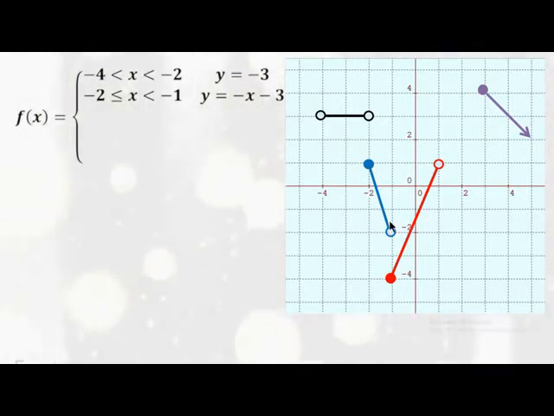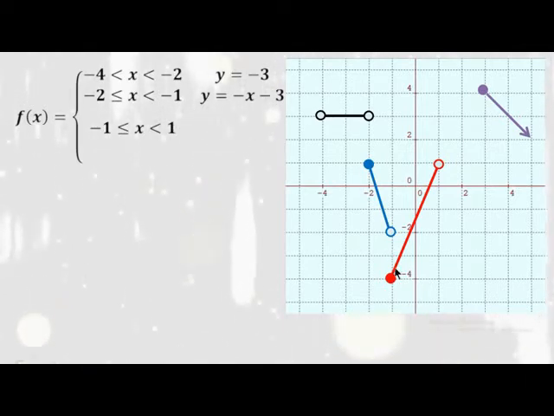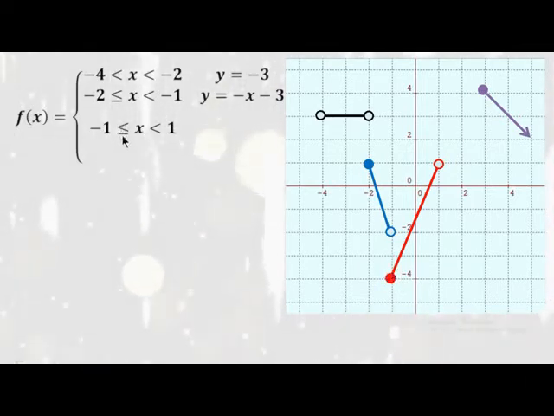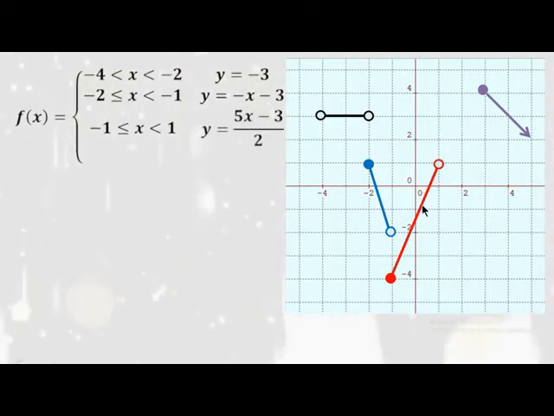How about this line? The domain of this line starts from -1 until 1. But remember, one of the edges is a filled dot and the other is empty. So the domain is x greater than or equal to -1 and x less than 1. This is filled, so it is equal; this is empty, so it is not equal. And the equation of this straight line is y equal to (5x minus 3) per 2.